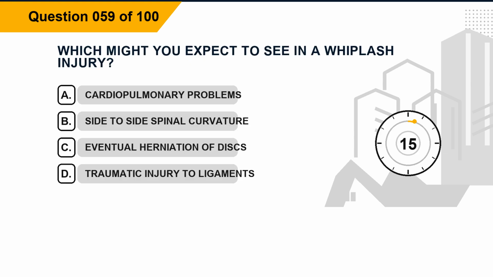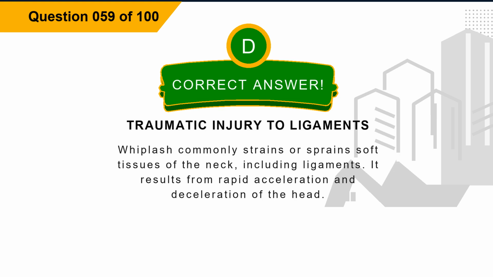Question 59. Which might you expect to see in a whiplash injury? Option A. Cardiopulmonary problems. Option B. Side-to-side spinal curvature. Option C. Eventual herniation of discs. Option D. Traumatic injury to ligaments. The correct answer is option D. Traumatic injury to ligaments. Explanation. Whiplash commonly strains or sprains soft tissues of the neck, including ligaments. It results from rapid acceleration and deceleration of the head.